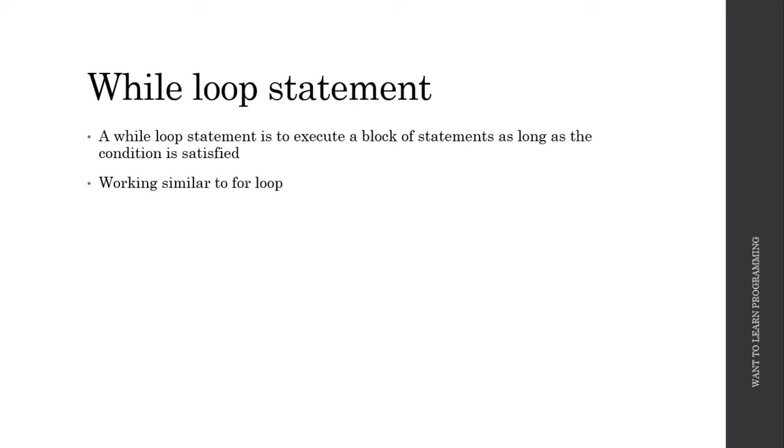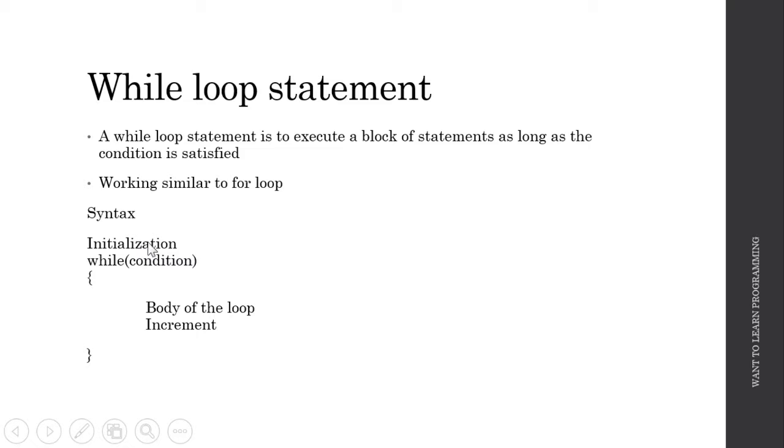So let's look at the syntax and flow diagram and check how it is similar to a for loop. First, initialization, then while, condition, then in flower braces, we put the body of the loop and the increment condition, which is used to increment a variable which is used in this condition.